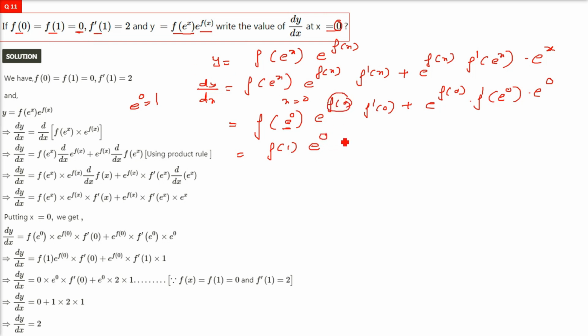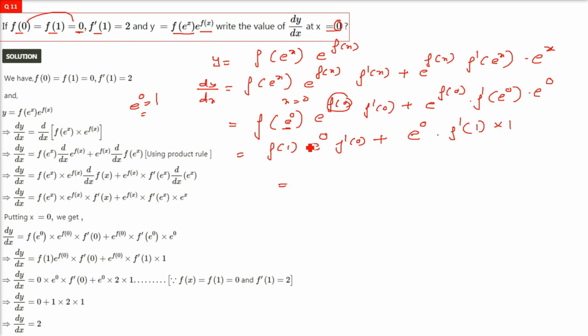So f(1), which is already given, then f(e^(f(0))), what is f(0)? f(0) is given as 0 in the question, and then f'(0), let us put it like that only, because you will see that if f(1) is 0, the whole of this term is going to be 0, because 0 will be multiplied by these terms. Now e to the power f(0), f(0) is what? 0. Then multiplied by f'(e^0), e to the power 0 is what? 1. So you can place 1 here, f'(1), and again e to the power 0, anything to the power 0 is 1 only. So let us write 1 here.